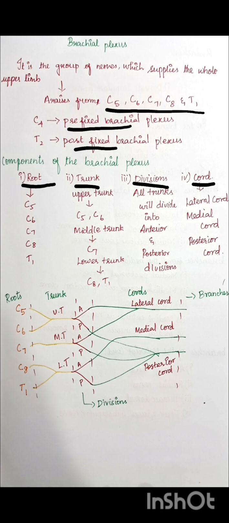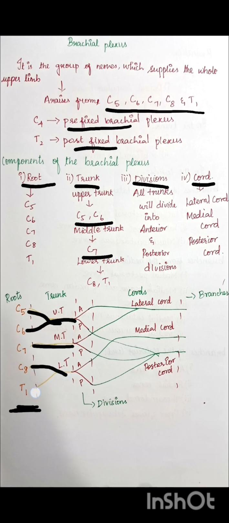Trunks: there are three trunks in the brachial plexus: upper trunk, middle trunk and lower trunk. We will see how they are formed. See here, these are the roots. C5 and C6 form the upper trunk. C7 forms the middle trunk. C8 and T1 form the lower trunk. So these are the three trunks in the brachial plexus.